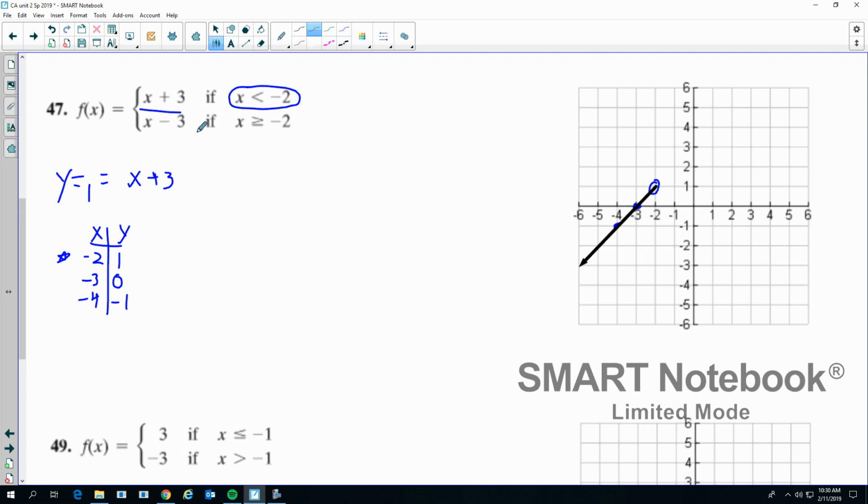Second part, we'll do in red. We'll call this one y2. So we'll have x minus 3. That'll be for when our values are greater than or equal to -2.